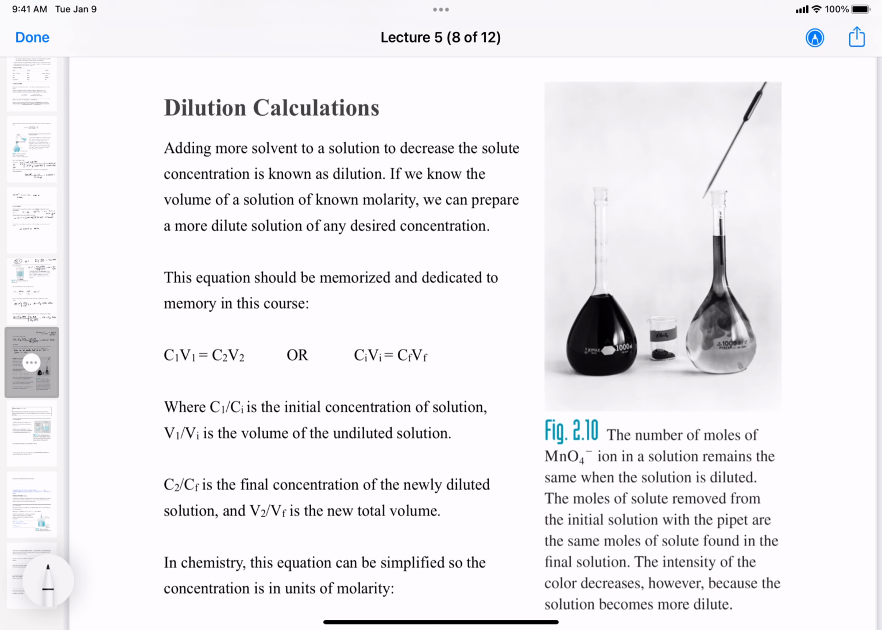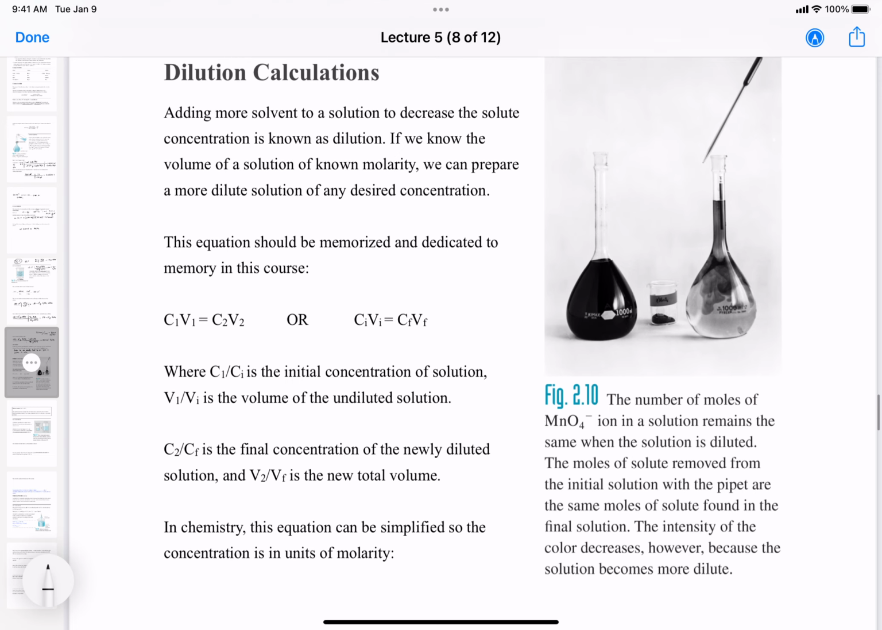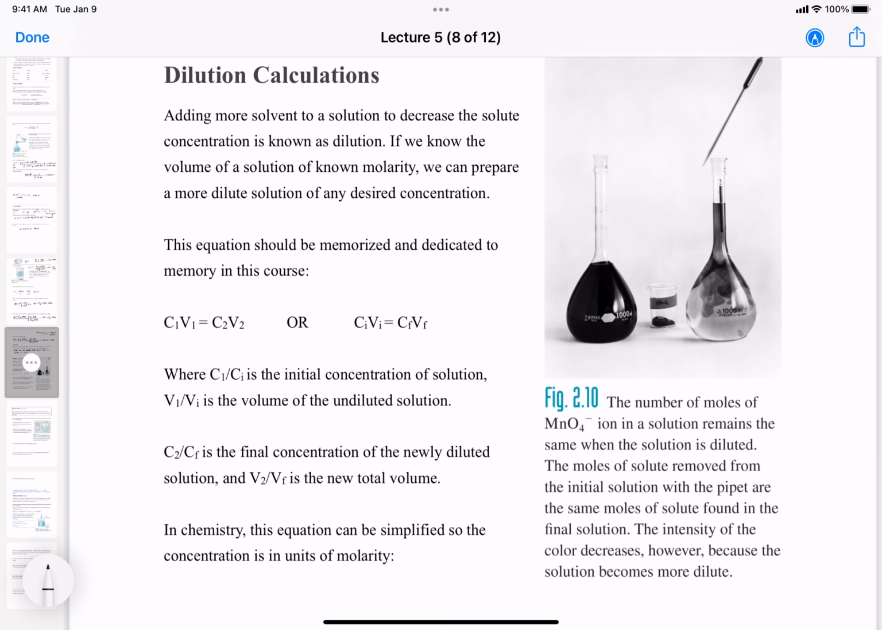Now we're going to talk about dilution calculations. See here, we have two volumetric flasks. We're going to take a known amount of the solution from flask 1 and transfer it to new flask 2, and we're going to dilute it to a new volume. That's how we typically change concentrations in chemistry.